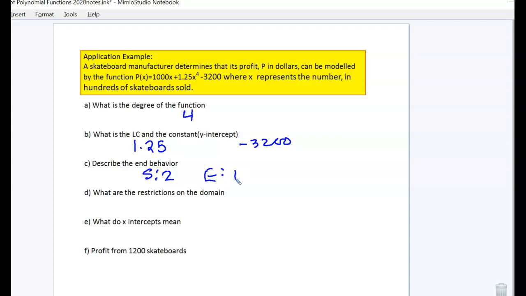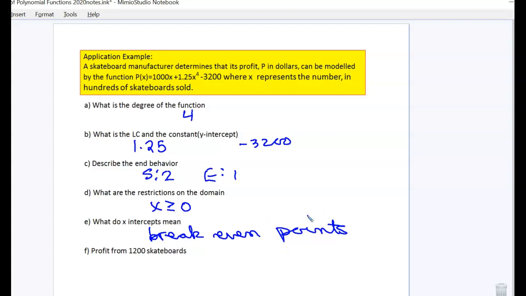What are the restrictions on the domain? Well, X has to be greater than or equal to 0 because you can't manufacture a negative number of skateboards. What do the x-intercepts mean? The x-intercepts basically mean that the profit is going to be 0, so the x-coordinates of the x-intercepts would represent the number of hundreds of skateboards to break even. So your break-even points are your x-intercepts.